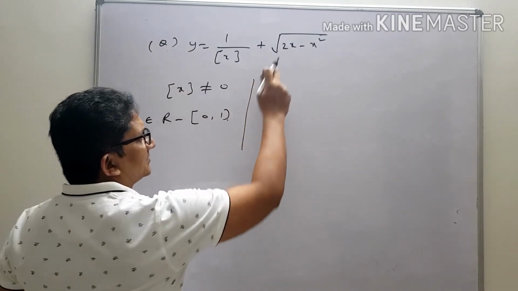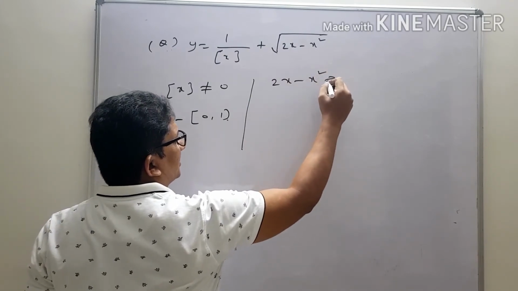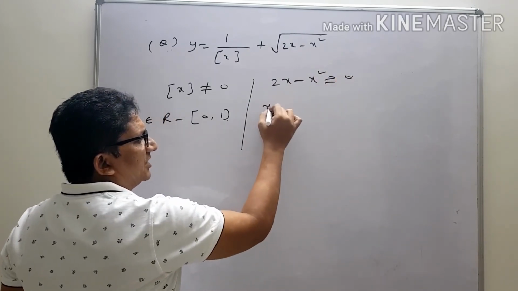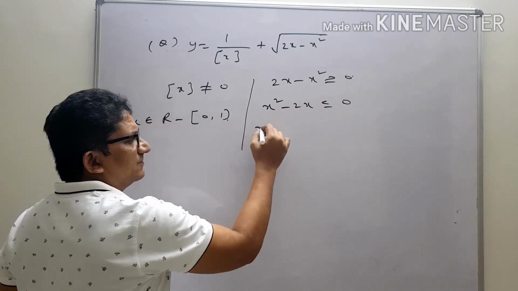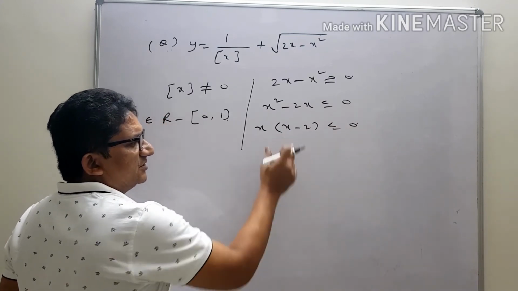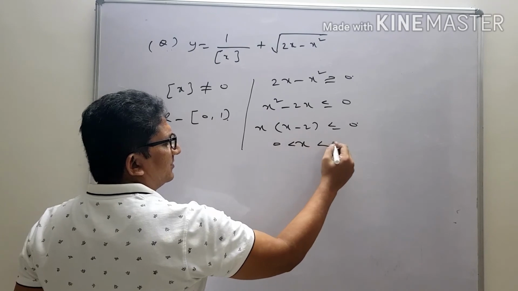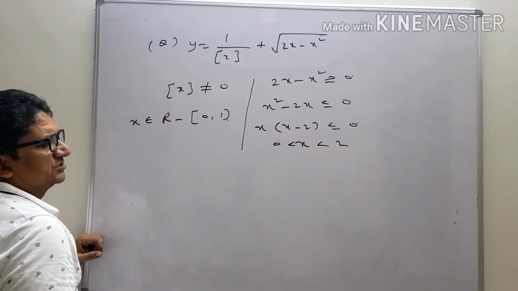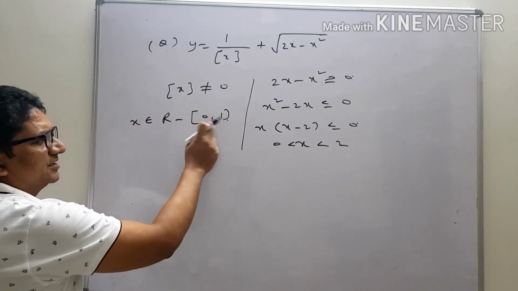Now we come back here. It is a square root function, so we need to maintain it as greater than or equal to 0. Multiplying by minus, x square minus 2x is less than or equal to 0. Taking x common, we get x times (x minus 2) less than or equal to 0. With two factors, x lies in between the minimum and maximum. So x is lying in between 0 and 2.